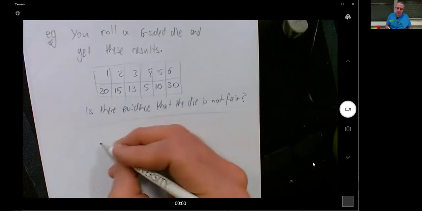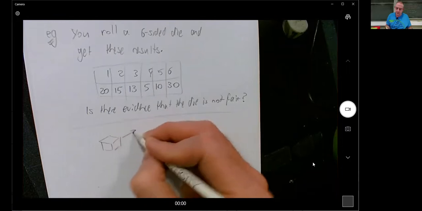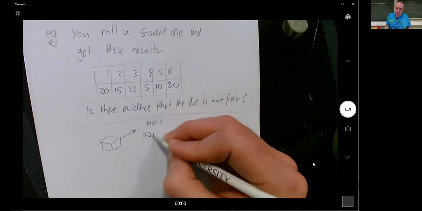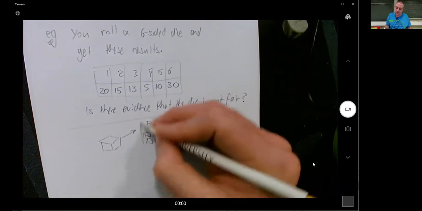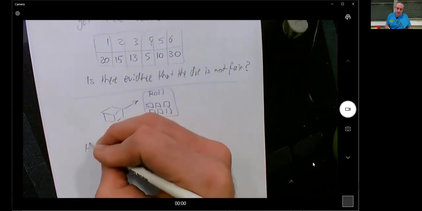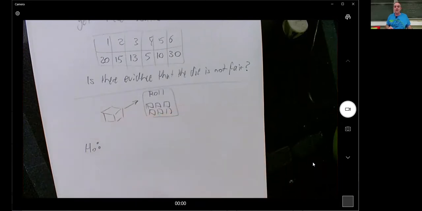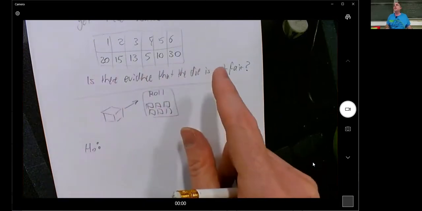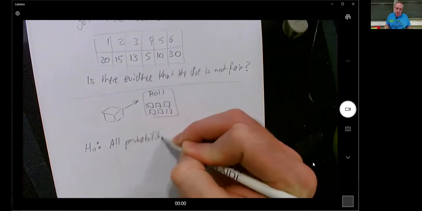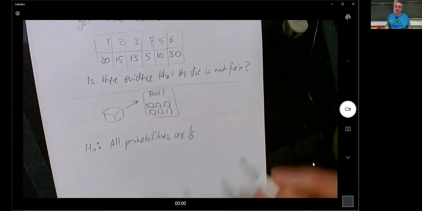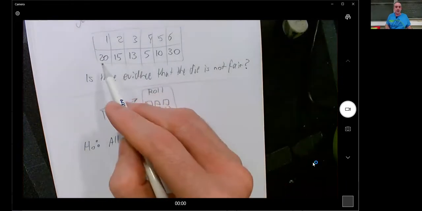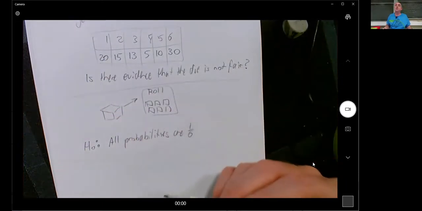So I've got dice rolls. I'm going to treat it as a number category with six categories. That's what I'm imagining here. And so the null hypothesis is that if it was fair, they should all be the same probability. All the probabilities are 1/6. And so I need to add this up and figure out what my expected table would be.